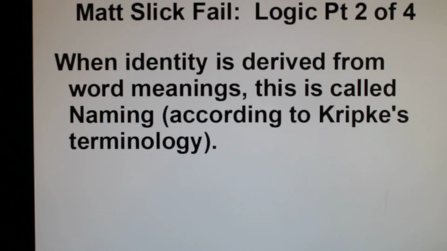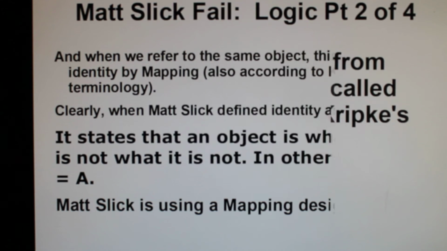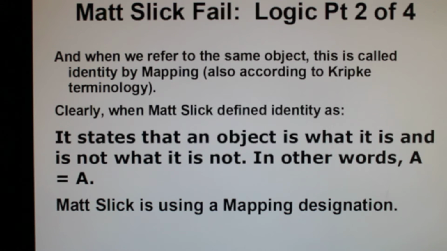When identity is derived from word meanings, this is called naming, according to Kripke's terminology. When we refer to the same object, this is called identity by mapping, also according to Kripke's terminology. Clearly, when Matt Slick defined identity as stating that an object is what it is and is not what it is not, in other words, A equals A, Matt Slick is using mapping designations.